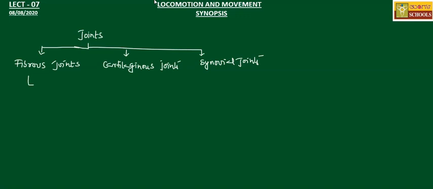So coming to these fibrous joints, we have further classification under fibrous joints. We have sutures, and then one more type we have is syndesmosis, and one more type we have is gymphosis.